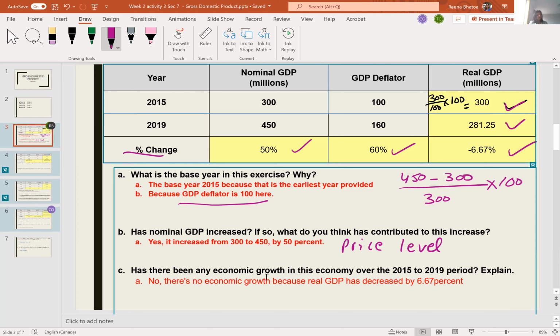Has there been any economic growth? No, there is no economic growth because you can see that real GDP has gone down. If there is economic growth, it is negative economic growth. Real GDP has decreased instead of increasing, by 6.67%. All right, so this part is done.